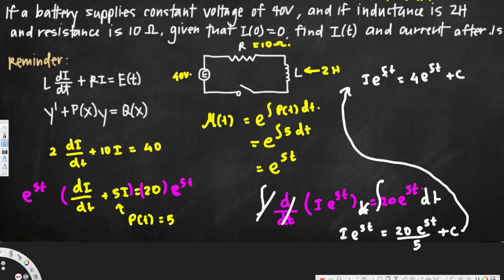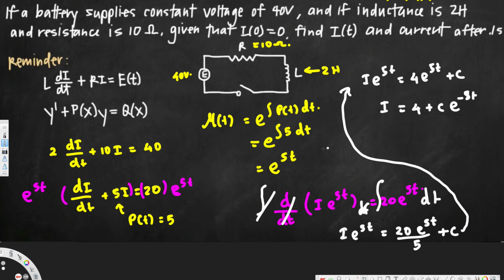Now if you notice, we have e power 5t on both sides, so to simplify this one, we can divide everything by e power 5t, and if you divide, you will get I is equal to 4 plus c e power negative 5t, because when we divide, these two cancel, c over e power 5t, and if we bring this one to the top, that's going to be e power negative 5t. And this is the general solution for this differential equation.